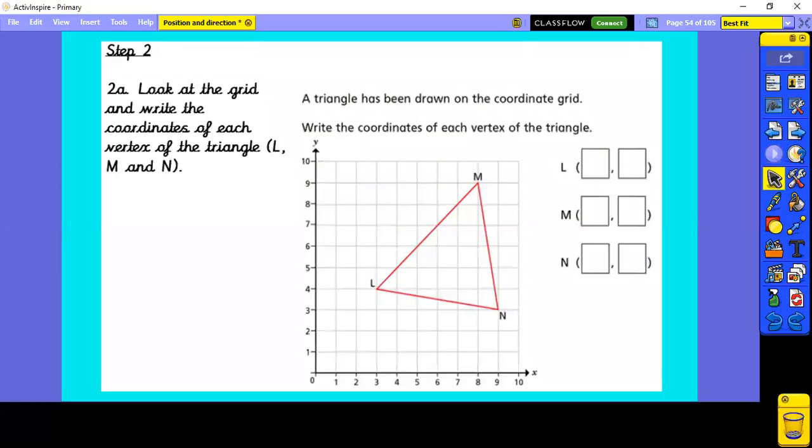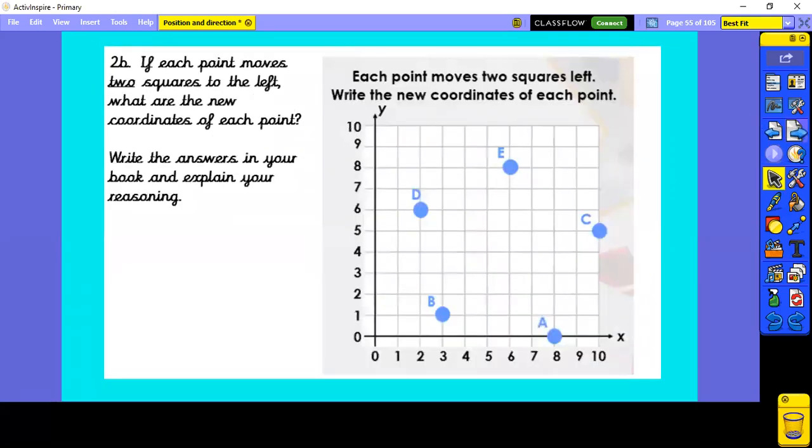Okay, here is step 2 of the worksheet, which looks at finding the coordinates of vertices of a triangle. So you've got L, M and N that you need to identify. And now you've got 2B, which follows what we did before. So you're moving each plot 2 spaces to the left and identifying the new coordinates of each point. So in your book, you could write A equals and then explain your reasoning.